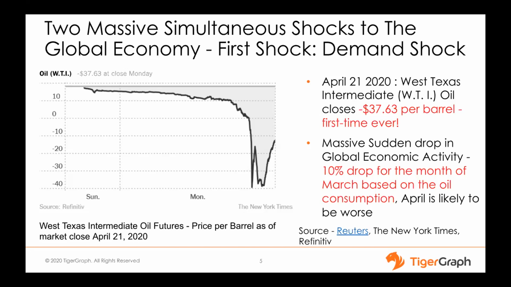people who buy oil futures have to take possession of that in May if they don't have plans to actually sell it. So that's what has caused that particular dip. It's a very unusual situation. For the first time ever in history, the oil futures have closed at negative $37.63 per barrel.